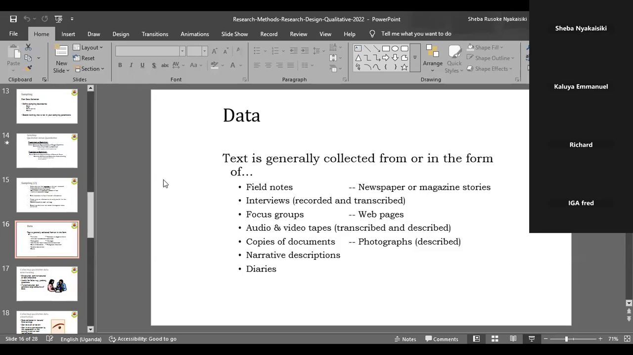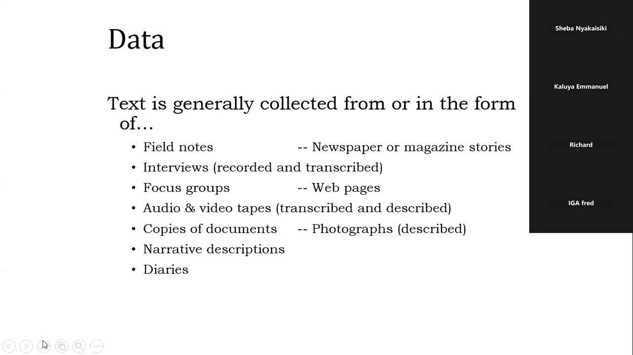So again, this is the kind of data we would have. You'd have the field notes, anything you thought about, interviews which are recorded, focus group discussions, also these can be recorded. So whatever is recorded, you transcribe. Then copies of documents, if you have photographs, videos, you can include them, narrative description, diaries, whatever it is, so that you have the total picture.